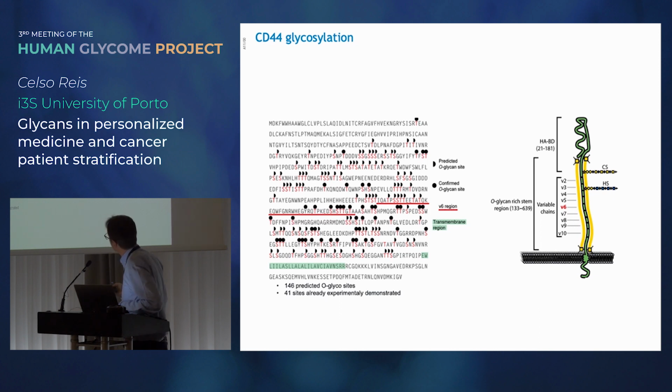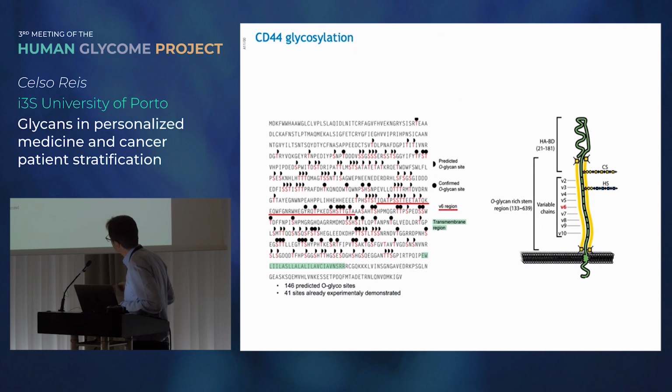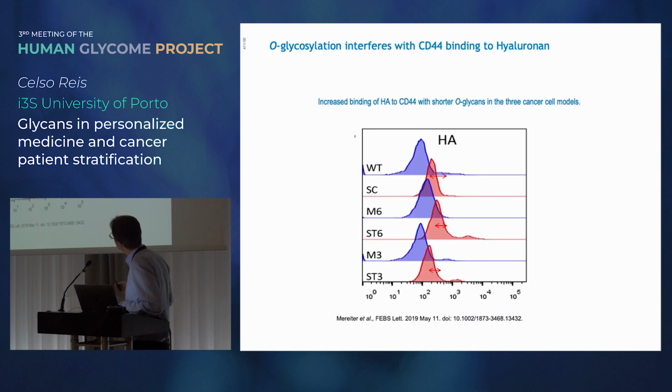variation of the CD44, which include the V6 region. I don't have it here for the sake of time, but it's a region, and this form is highly expressed in cancers. And these models knockout for either the SimpleCell, knockout for the COSMC, but also overexpression of ST6GalNAc1, or even having a shorter O-glycan by other types of glycosyltransferase manipulation, change the interaction with hyaluronic acid.